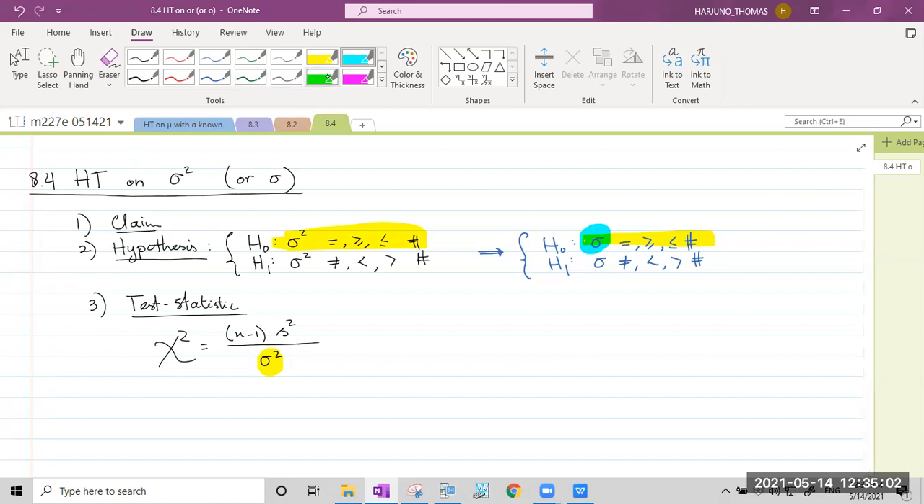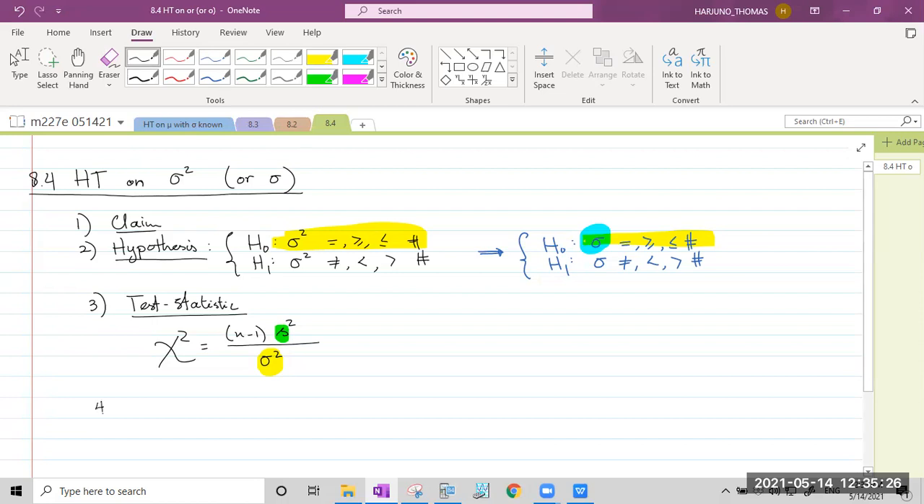Likewise, the sample standard deviation is usually given. If the given one is the sample standard deviation, make sure you square it to make it the sample variance. That's a very, very common mistake.